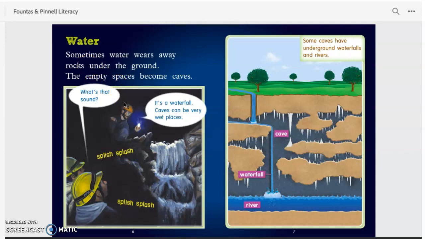So sometimes water wears away rocks under the ground. The empty spaces become caves. And these people say, "What's that sound?" And the guide says, "It's a waterfall. Caves can be very wet places." Then over here it says some caves have underground waterfalls and rivers. So there's a river.